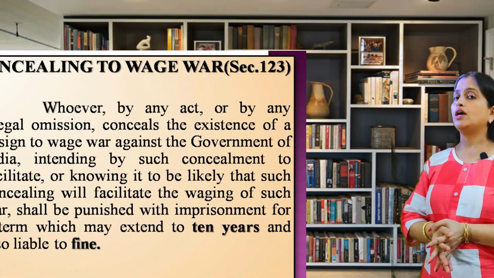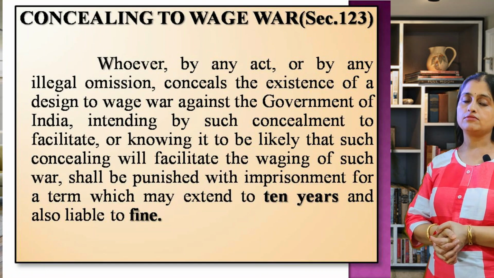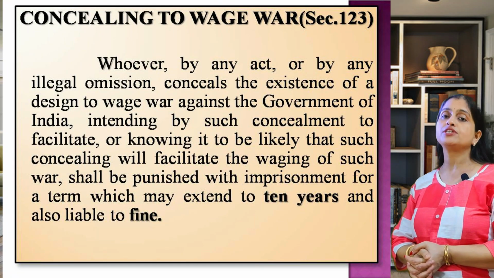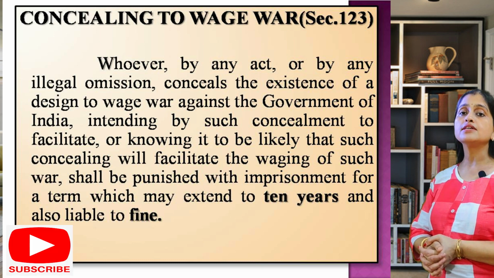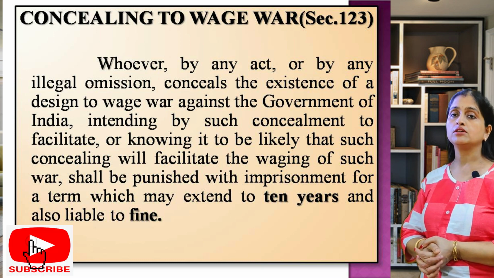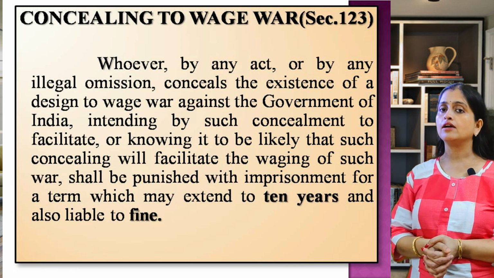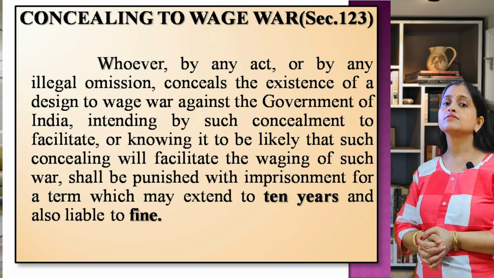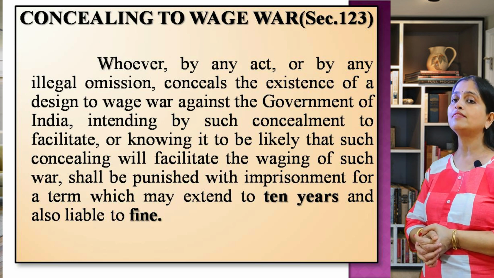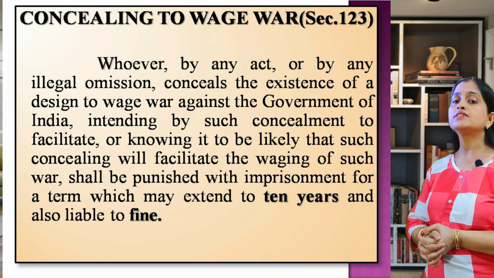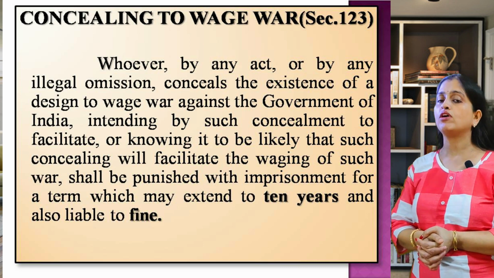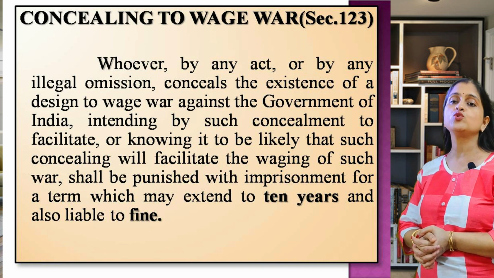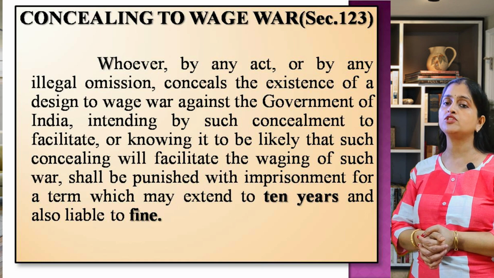Concealing design to wage war, section 123. Whoever by any act or by any illegal omission conceals the existence of a design to wage war against the government of India, intending by such concealment to facilitate or knowing it to be likely that such concealment will facilitate the waging of such war, shall be punished with imprisonment for a term which may extend to 10 years and shall also be liable to fine.